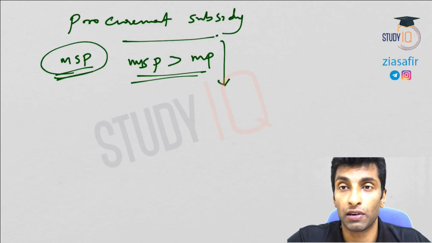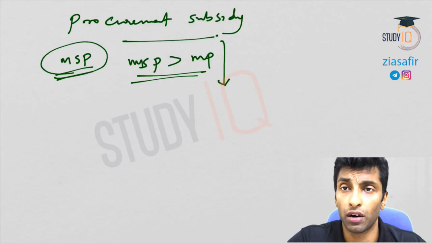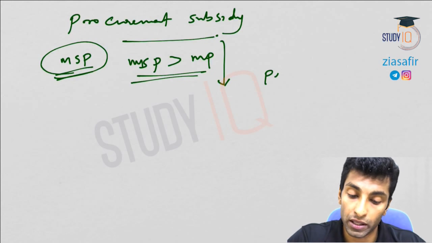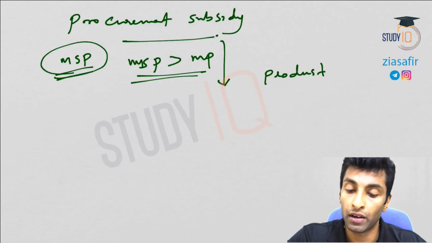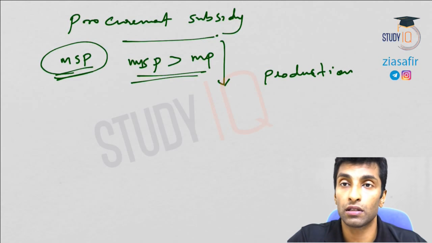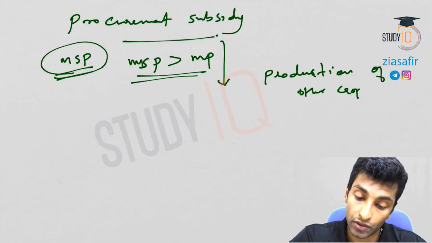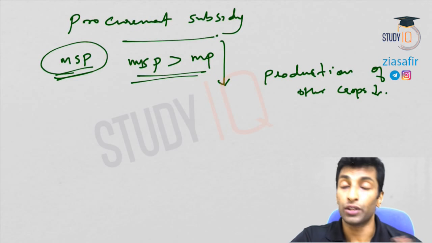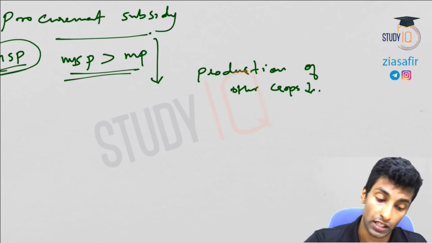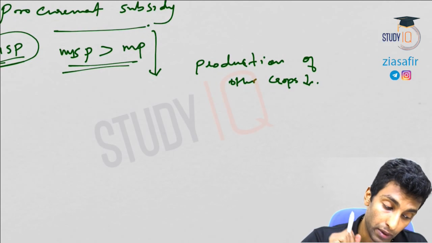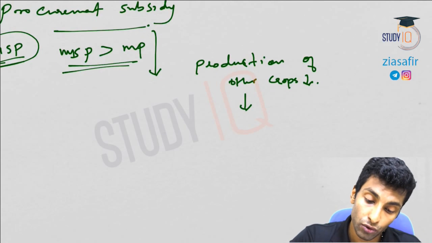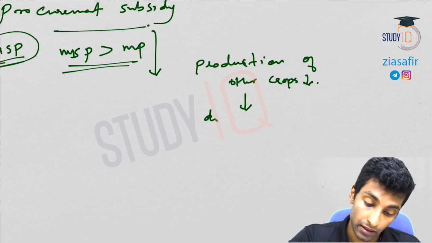Production of other crops will come down, because MSP is given to 24 crops. Okay, so the production of other crops will come down, because you get a surety under these few crops where you get MSP. So production of other crops will reduce. That is the most important problem with respect to MSP or procurement subsidy. Okay, that leads to what? Distorted cropping pattern.